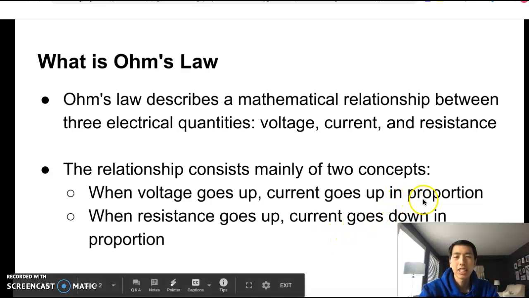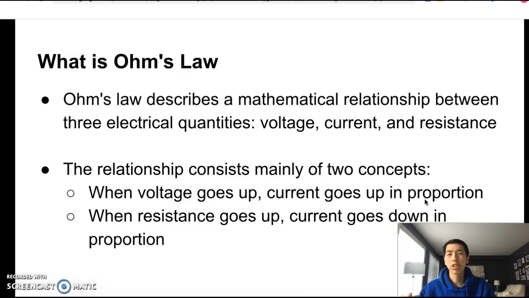But two words I've added here are "in proportion." Okay, so like voltage goes up, that causes the current to go up. But how much does it cause the current to go up? Well, they go up together in proportion. And I want to try to explain what those two words mean, in proportion.